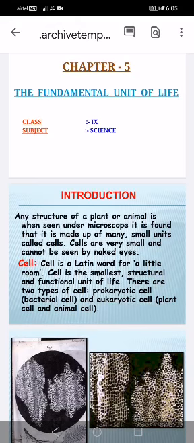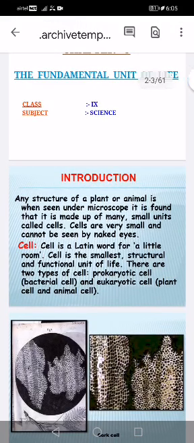Why is it termed so? Because a cell can do all the functions whatever a living organism can do. So it's a functional unit, and it has all the cell organelles, which has division of labor. So cell is the smallest structural and functional unit of life.